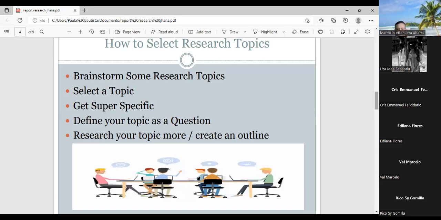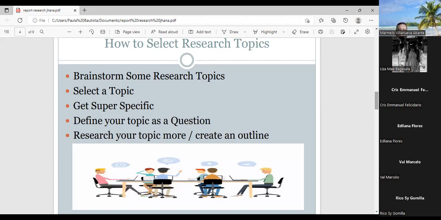Once you have a broad subject, the next step is to get super specific. This will help you determine whether or not your subject has depth and is worth pursuing. Get a broad idea, then extract a particular element of that subject. Then take that aspect and make it even more specific. Again, define your topic as a question, kagaya kanina yung mga what, who, when, where natin. Once you have a specific topic, you now need to define it as a question that will help you with the context of your research.